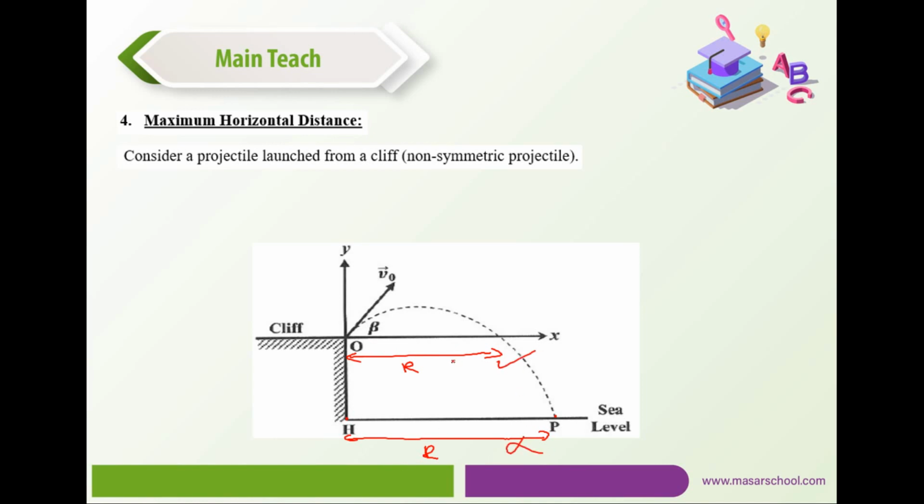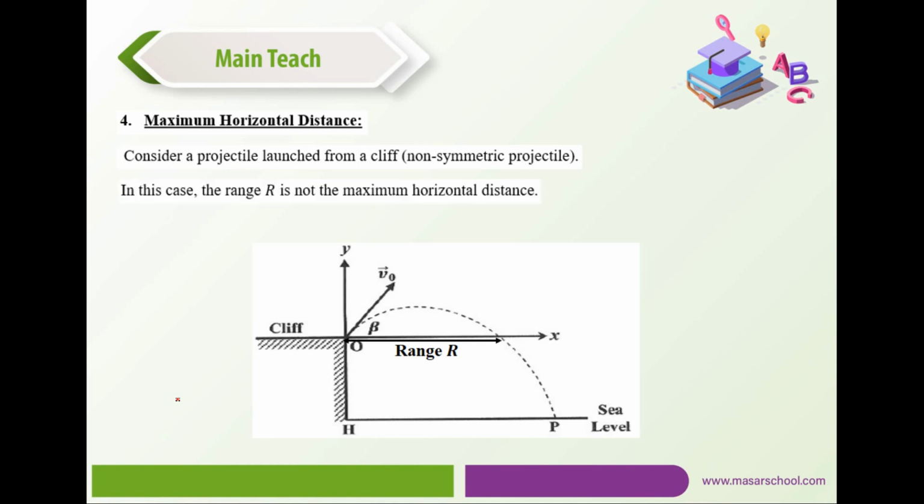So let me repeat and say again, the range would be the horizontal distance between the initial point and another point. It might be the final point, but this is not the case here. So at a later time t, such that the initial point and that point lie on the same horizontal level, the range is related to the part of the projectile which is symmetric. Now what about this distance? This distance is said to be the maximum horizontal distance. Now that would be the range which is related to the symmetric part of the projectile. And in this case, the range r is not the maximum horizontal distance.